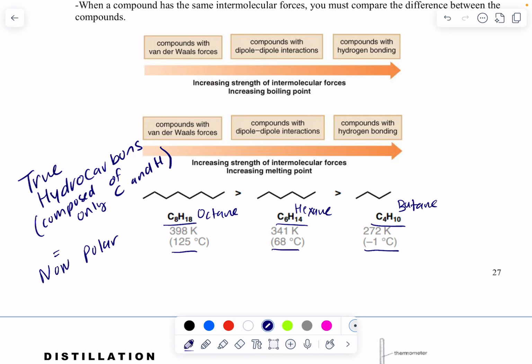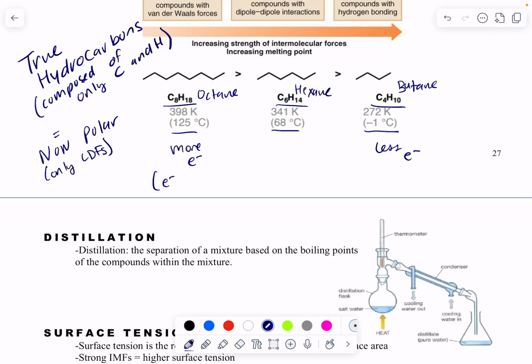Well, this is a London dispersion forces thing. Because they're all nonpolar, that means they only have LDFs. And if we think back to what we wrote about LDFs, we said LDFs can be dictated by the amount of electrons something has. So because this has less electrons, and this one has more electrons, having more electrons means that the electron cloud is more polarizable, and that means you will have more possibilities for electrons in one atom to be attracted to protons of another atom.